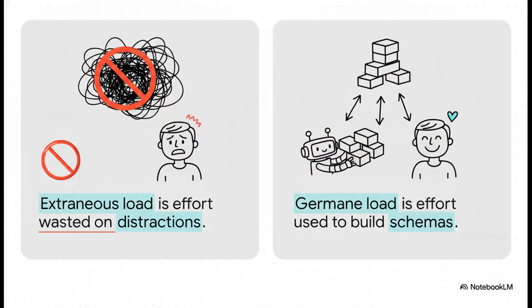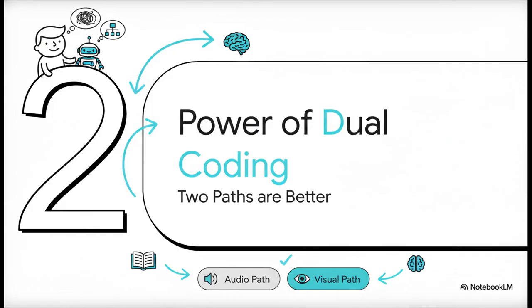And that brings us to the fundamental battle in all presentation design: extraneous load versus germane load. Think of extraneous load as mental effort wasted on bad distractions. Messy layouts or completely irrelevant details. Germane load, on the other hand, is the good stuff. It's the beneficial mental work your brain uses to build schemas for long-term memory. Our goal is always to minimize the bad extraneous distractions so the brain actually has room for that good schema-building germane effort. All right, moving on to Section 2, the power of dual coding.